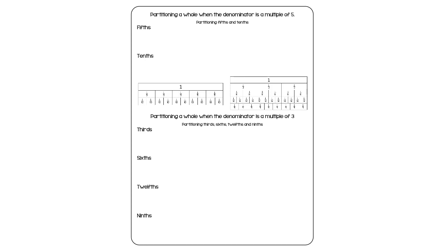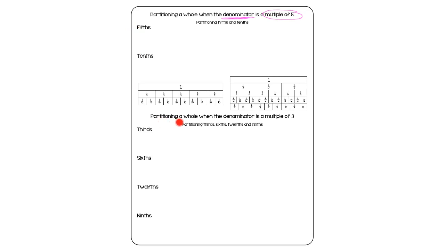So when we flip over this page, we can see that there's actually two different ones that we're going to do. And I want you to get your pencil out and circle this with me. We're going to do partitioning a whole when the denominator is a multiple of 5. So on the other side, it was multiples of 2. Now we're doing the denominator is a multiple of 5. And here are our fraction bar pieces where I have wholes, fifths, and tenths that we're going to use for these two.